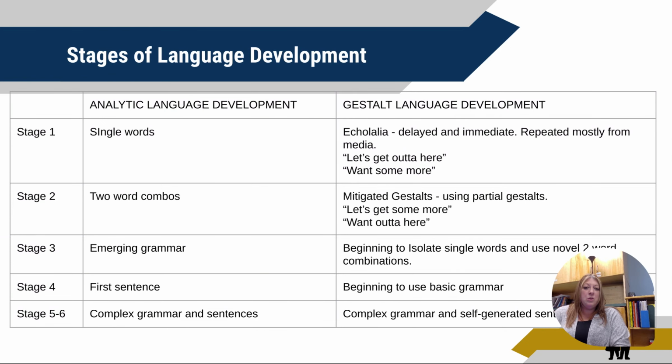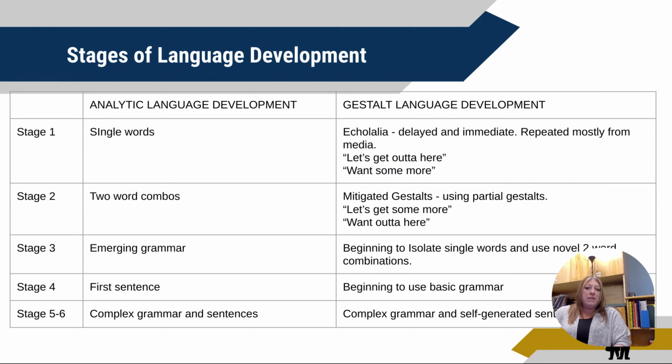And then in stage 2, we call it mitigated gestalt. So that's when they're kind of starting to break apart their gestalts and mix and match them with other ones. So if you use the 2 examples from the first stage and mix them up, we could get let's get some more or want out of here. So they're still kind of using those chunks, but you're mixing the chunks up a little bit to have some more flexible language. And then in stage 3, beginning to isolate single words and use some more novel word combinations.